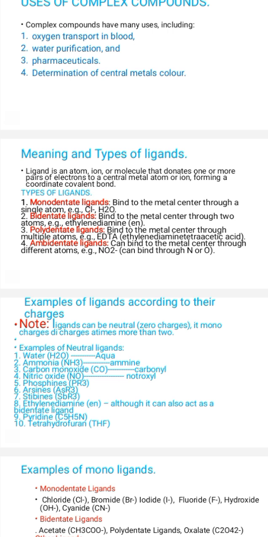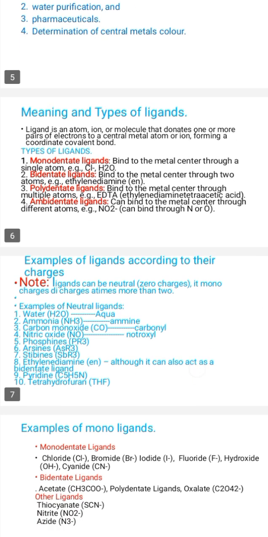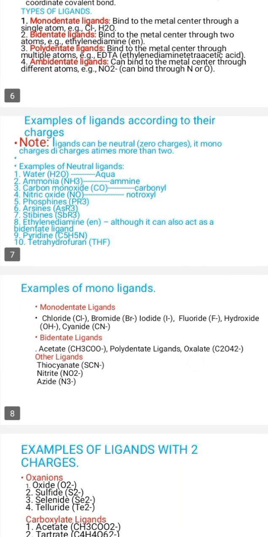By the time you go to the rules and regulations in naming the complex compound, you'll get to know the meaning of all this. We also have polydentate ligands. They bind to the central metal through multiple atoms. An example of this one is ethylenediaminetetraacetic acid. Then we have ambidentate ligands, which can bind in different ways, like cyano, then thiocyanato. All those are ligands that you're going to come across soon in naming the complex compound.